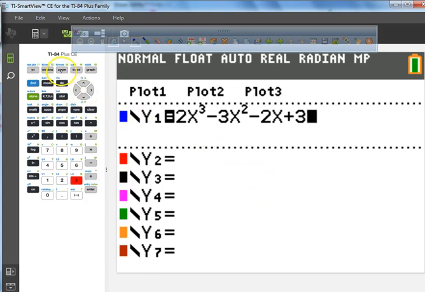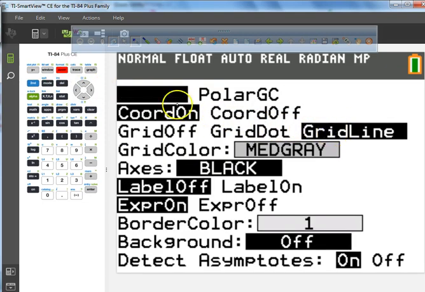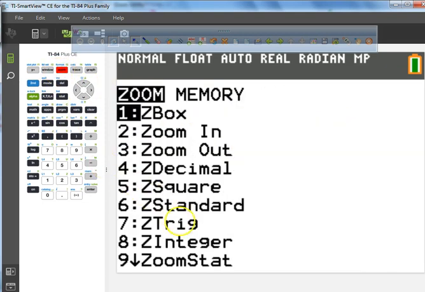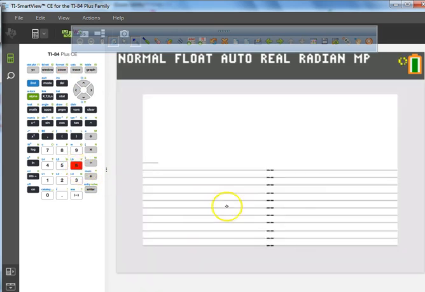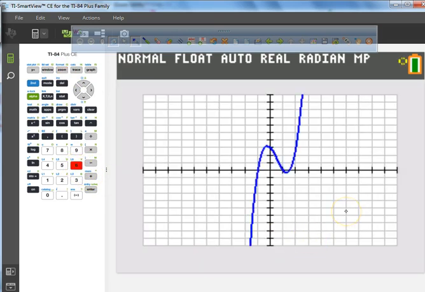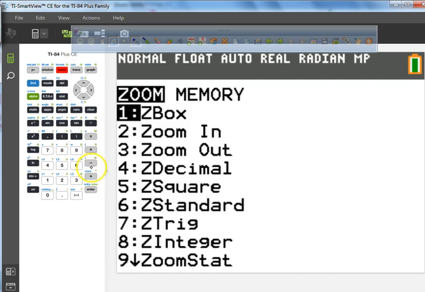Now make sure your grid lines are turned on. So if they aren't, hit second zoom and you can turn your grid lines on. And then I'm going to hit zoom, and I'm actually going to do a standard. Zoom standard. Okay. Now this right here lets me know I can clearly see one of the zeros. What's one of the zeros going to be? Negative 1. I can clearly see that. Now, if I hit zoom standard, I can't really see the other ones clearly. So what I'm going to do is I'm going to hit zoom, and then I hit 4.